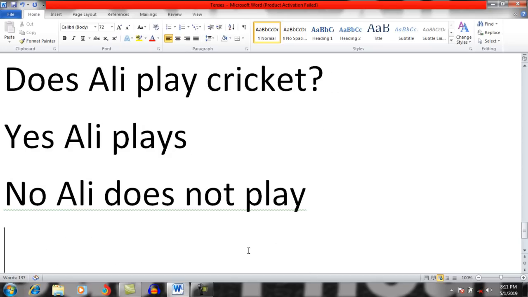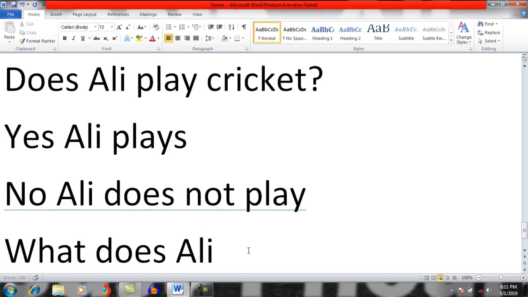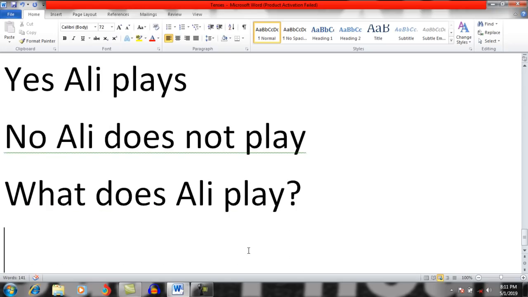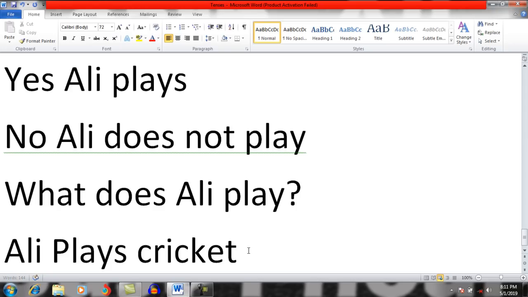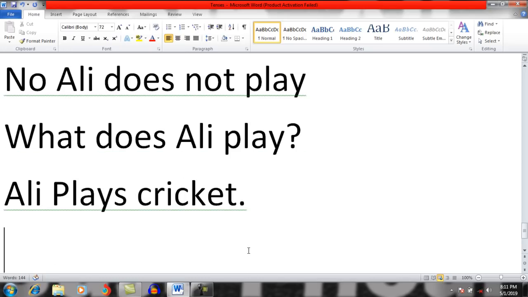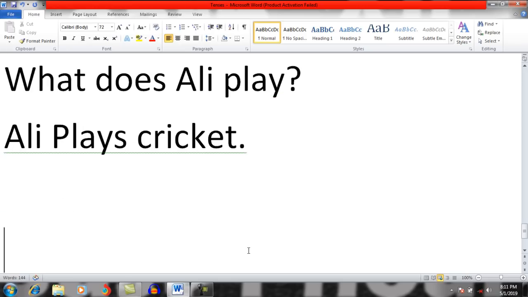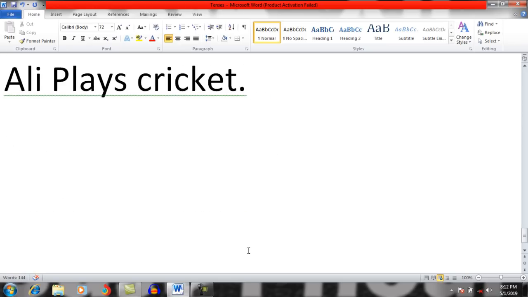You want to make a WH question: what does Ali play? The answer is simple: Ali plays cricket. So this is the first part, whenever we are talking about a third person pronoun, because I have added s or es. Whenever we are talking about a second person or first person pronoun, we will not add s or es with the verb.